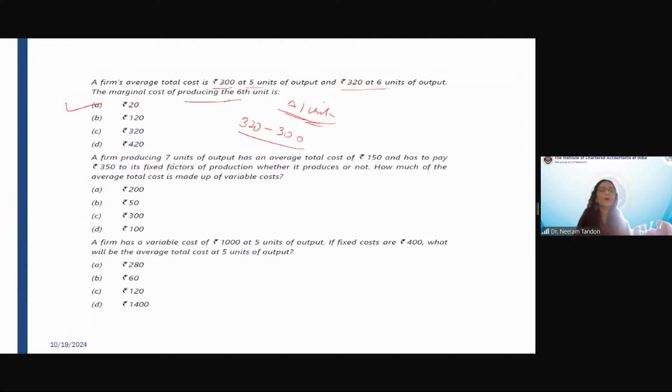Second question: a firm producing 7 units of output has an average total cost of 150 and has to pay 350 to its fixed factors of production. Okay? It has to pay 350 whether it produces or not. Number one, if its average total cost is 150 and 350 is the fixed factors cost, the fixed cost.